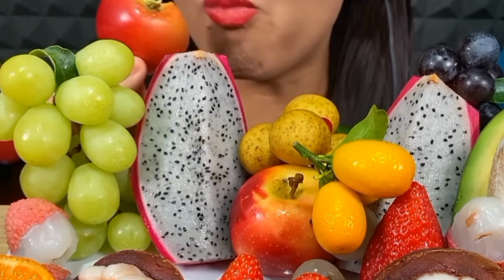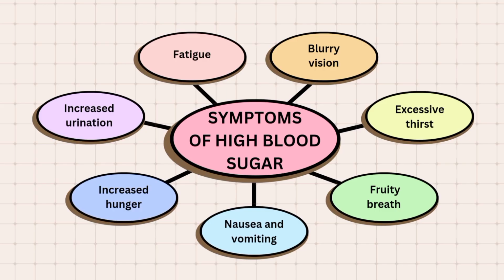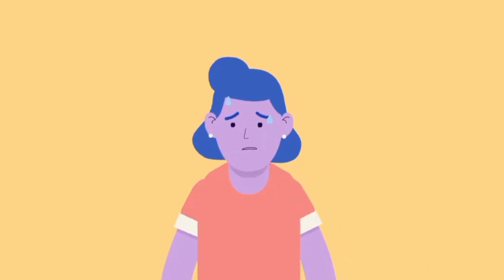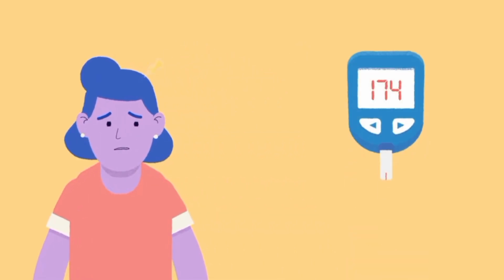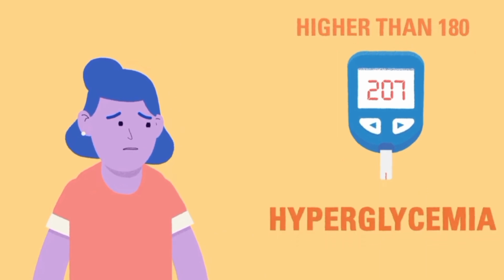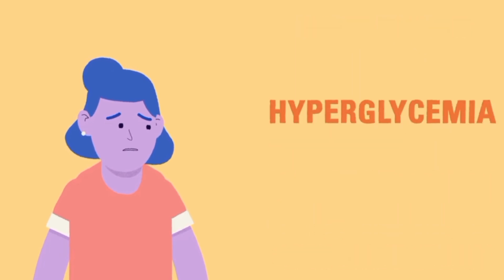Now that we know the similarities and differences between natural sugar and added sugar, let's look at the symptoms that you have high blood sugar. Hyperglycemia or high blood sugar tends to develop gradually in people with type 2 diabetes. In the early stages, symptoms may be so mild that you don't notice them. Some people do not even recognize their hyperglycemia symptoms until years have passed.